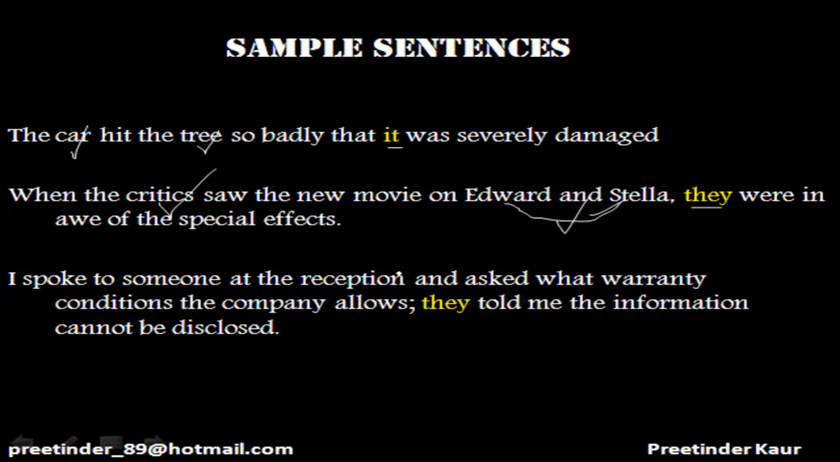I spoke to someone at the reception and asked what warranty conditions the company allows. They told me the information cannot be disclosed. Now who is they? They is very ambiguous. We do not know what they is being referred to, because we have company over here, reception, and someone. So all these are singular nouns. They is definitely not the correct replacement.